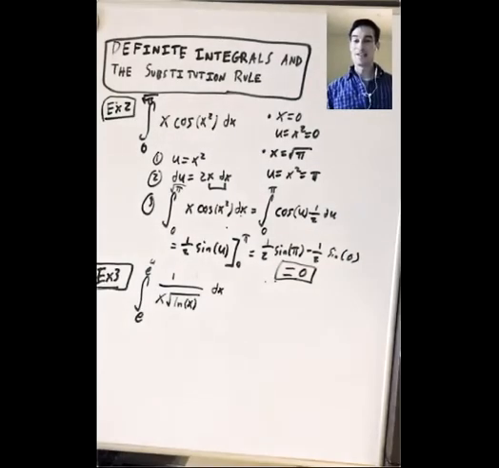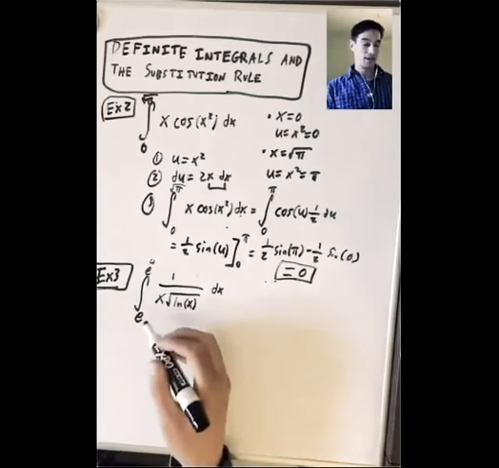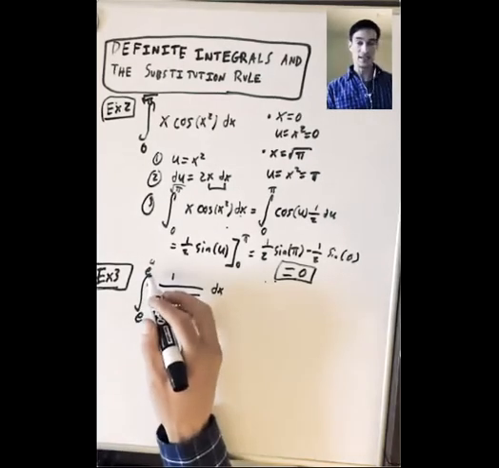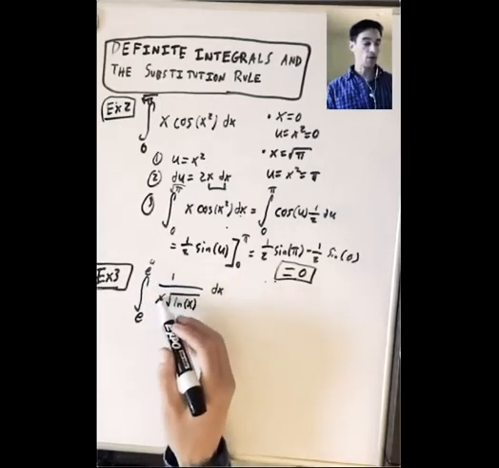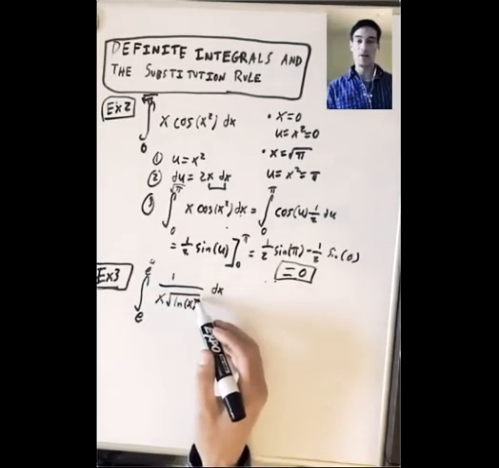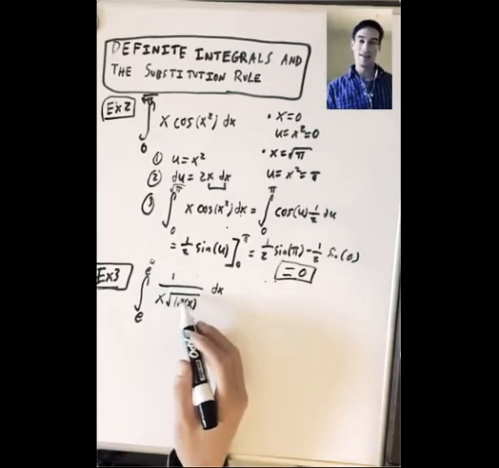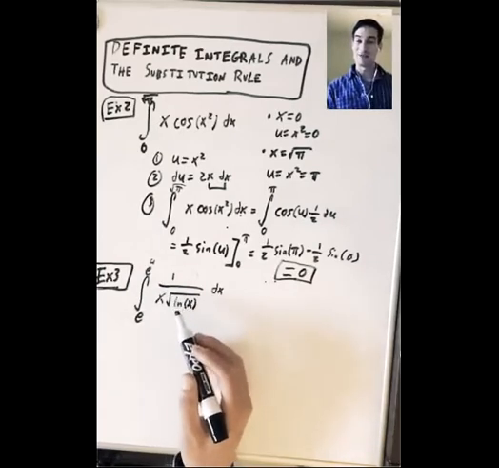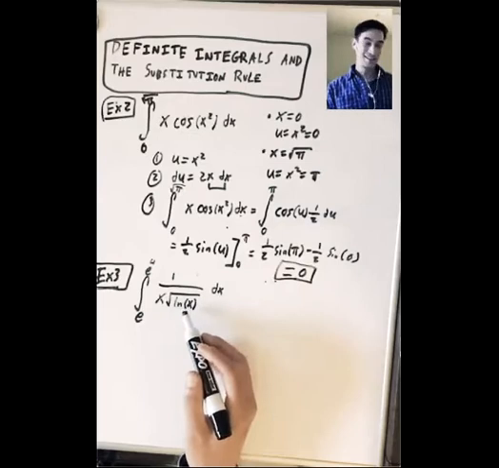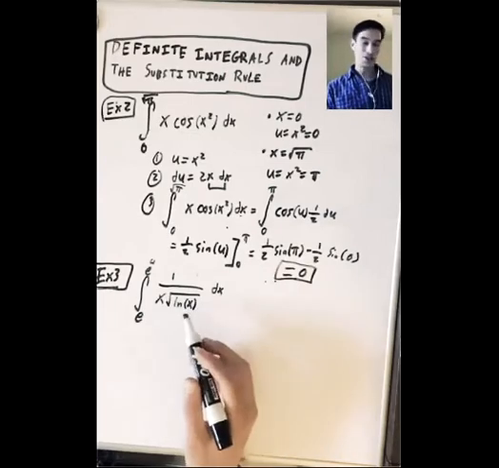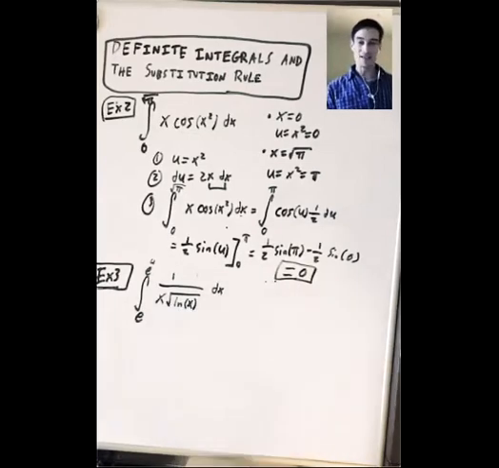For the final example of this video, let's look at a function that looks a little bit different. Let's take the integral from e to e to the 4th of 1 over x times square root of natural log of x. This square root of natural log of x makes me very, very uncomfortable. So what I want to do is choose u so that this piece looks nicer.